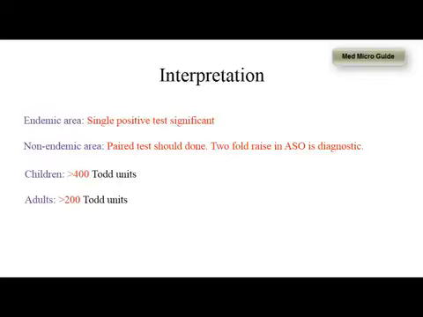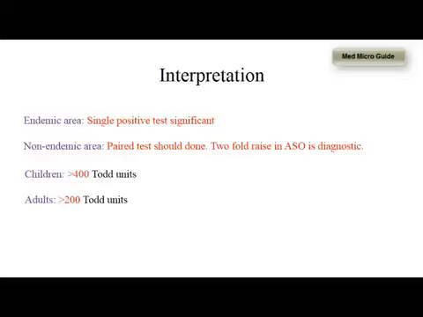In an endemic area, a single positive test above the normal range should be considered as diagnostic of acute rheumatic fever. Whereas in non-endemic areas, we require 2 samples to be taken at an interval of 2 to 3 weeks, and we have to demonstrate a twofold rise in the ASO titers for diagnosis.